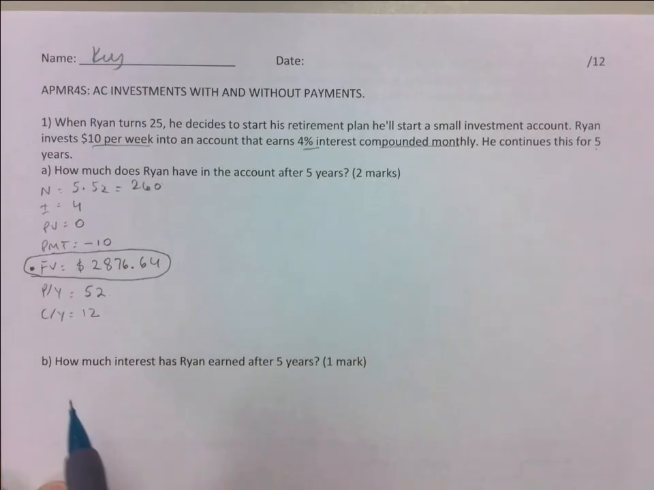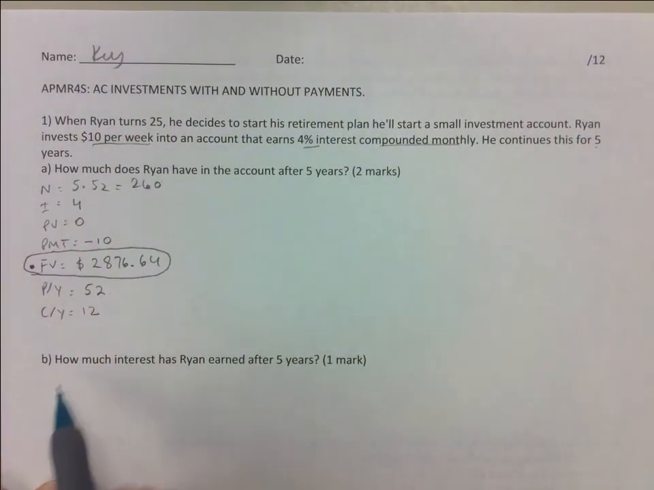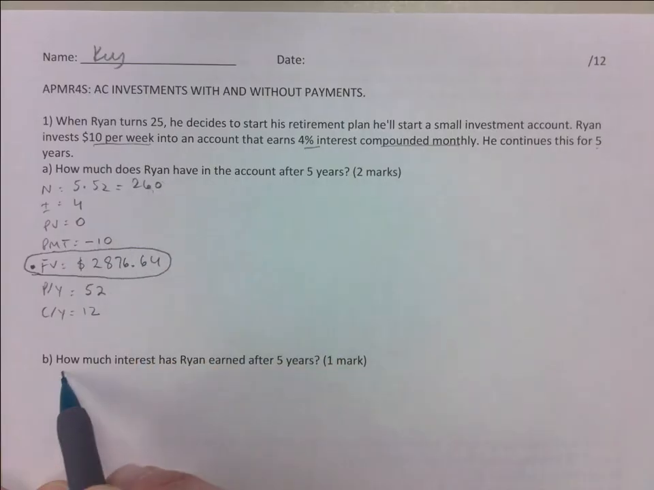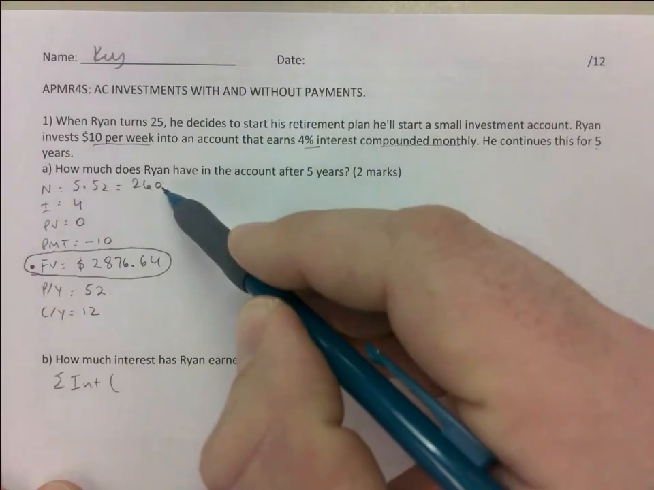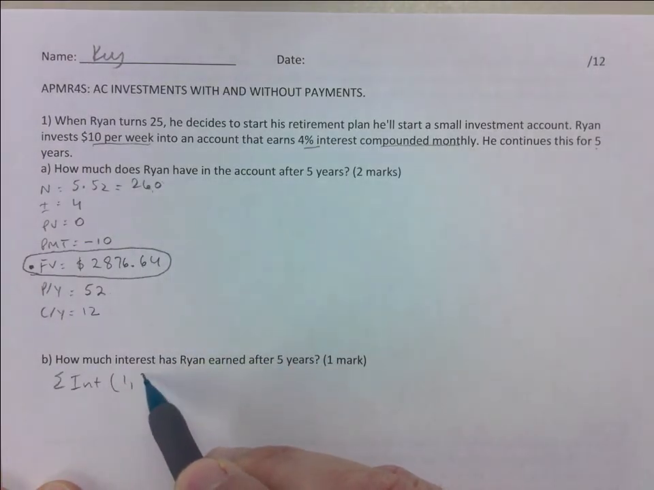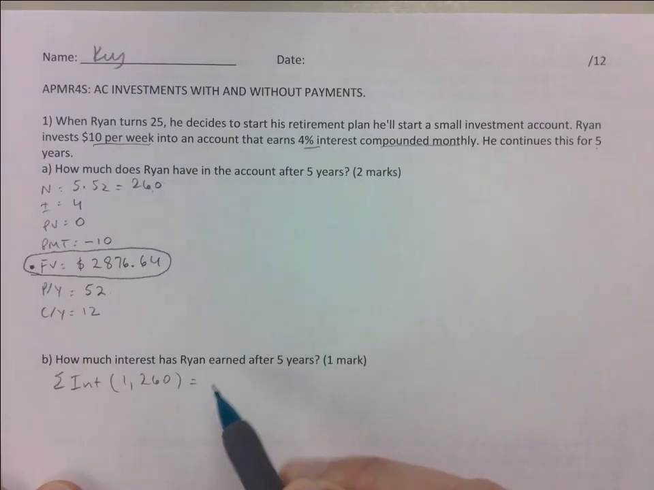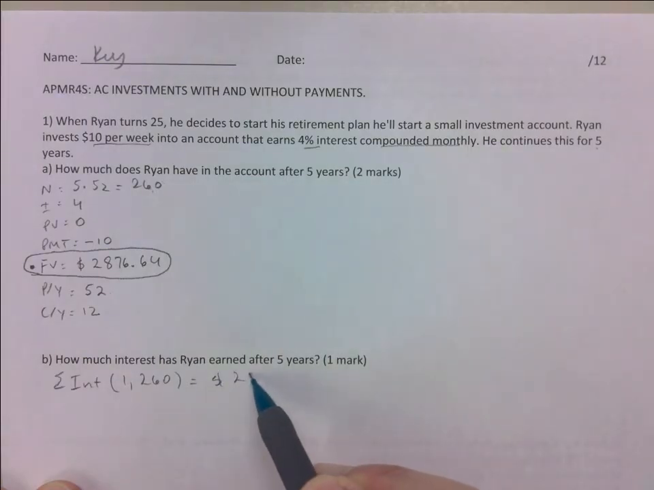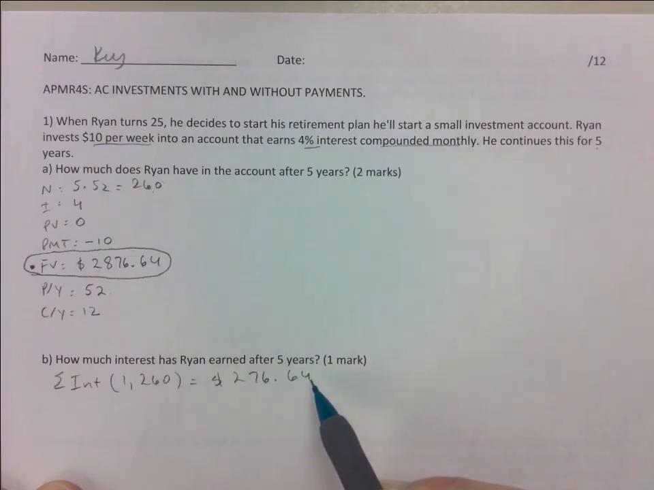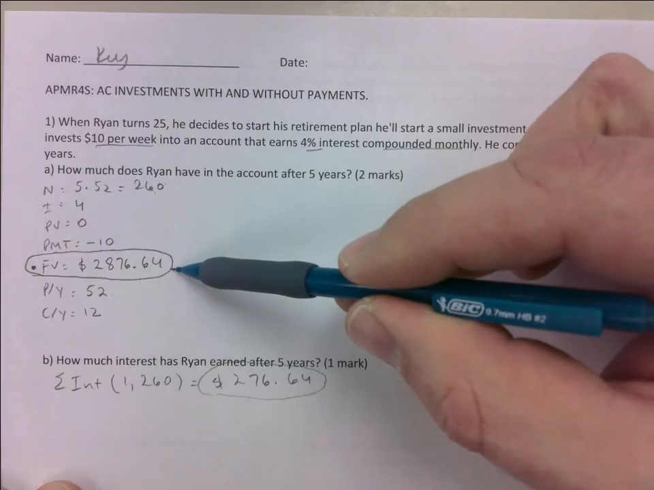How much interest did you earn after 5 years? Because n is a whole number, and it will always be a whole number unless you're solving for n, I'm going to go 1 to 260. If you do this, you get 276.64. And obviously this will be different if you made a mistake in A.